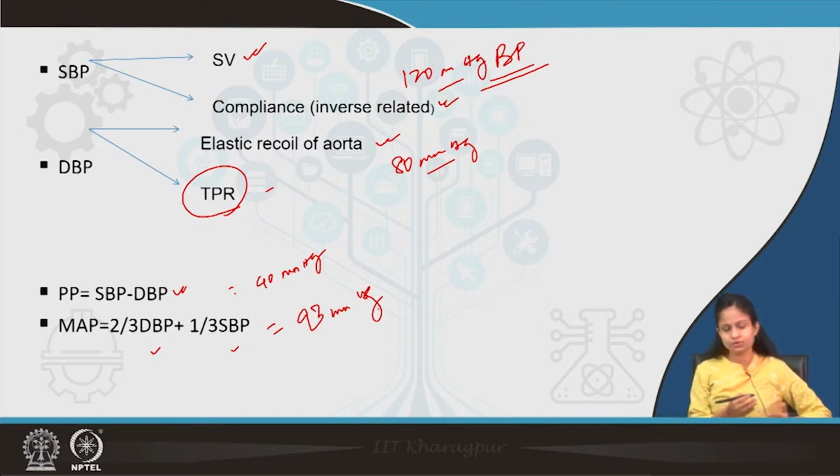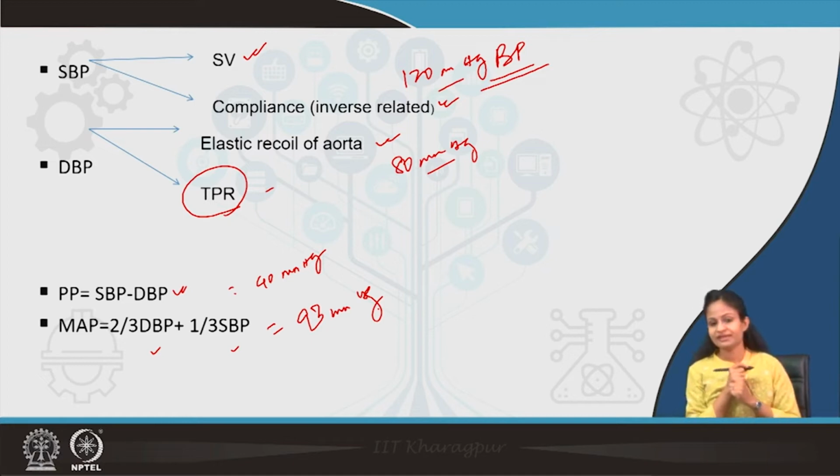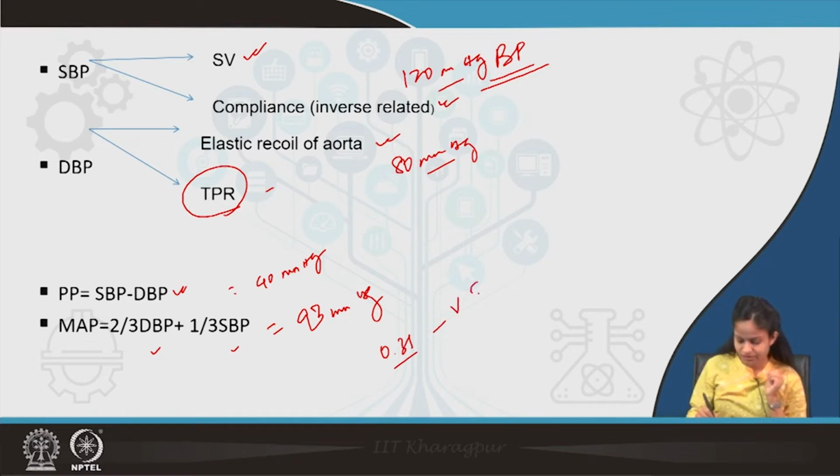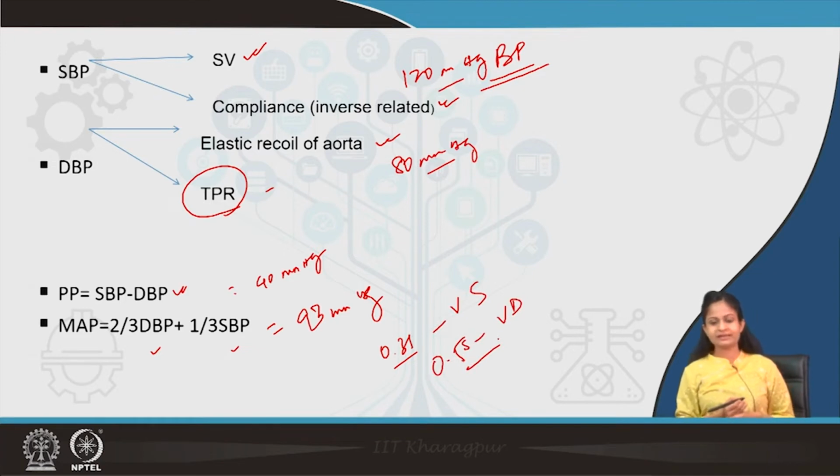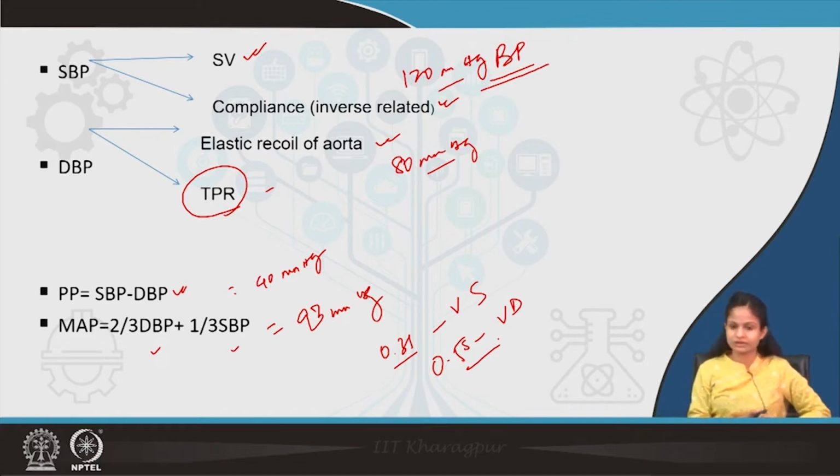Now, why is it 2/3 of diastolic blood pressure and 1/3 of systolic blood pressure? It is mainly because of the duration of the ventricular diastole and the ventricular systole. We know in a cardiac cycle of 0.8 seconds duration, 0.5 seconds is ventricular diastole and 0.3 second is ventricular systole. So, the maximum duration is of ventricular diastole and the maximum filling occurs in the ventricular diastole. So, that is why the mean arterial pressure is 2/3 of diastolic blood pressure and 1/3 of systolic blood pressure.